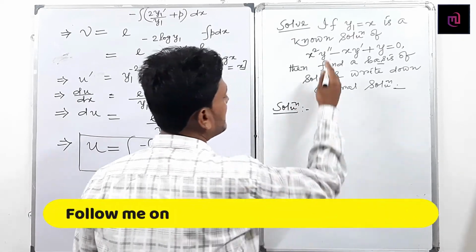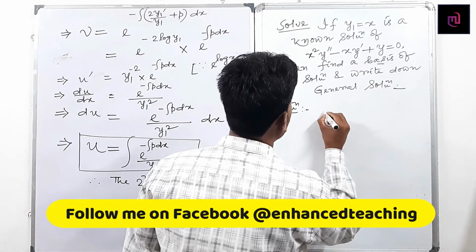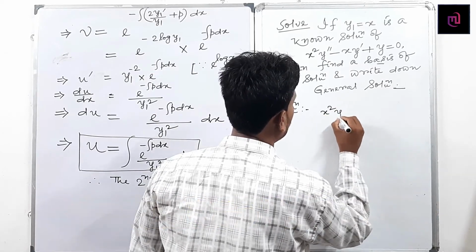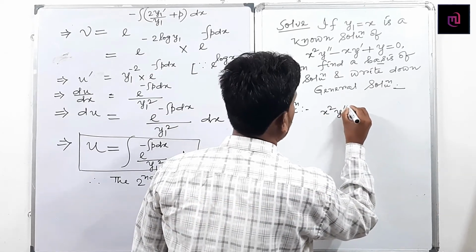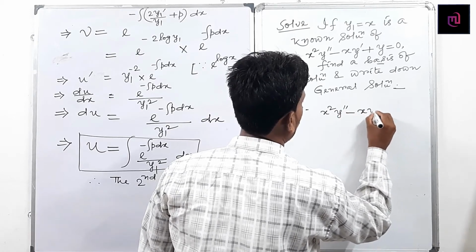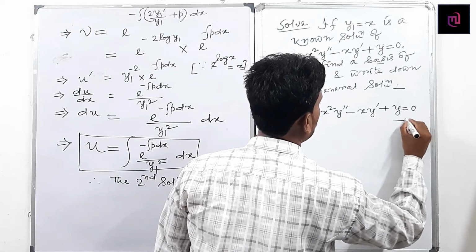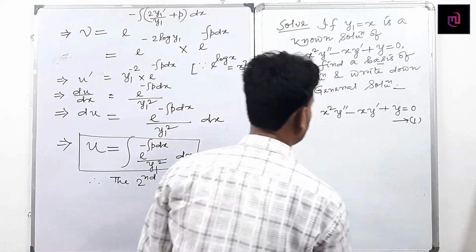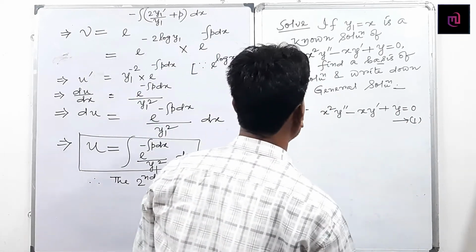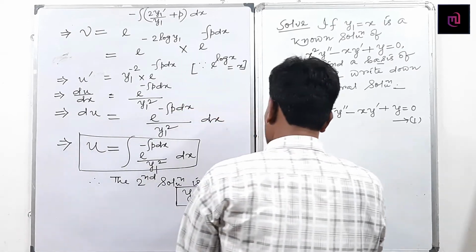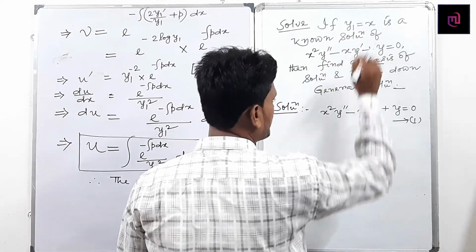The given differential equation is x² y'' − x y' + y = 0. Let's number this equation 1. This is a homogeneous differential equation, and here y1 = x is a known solution.